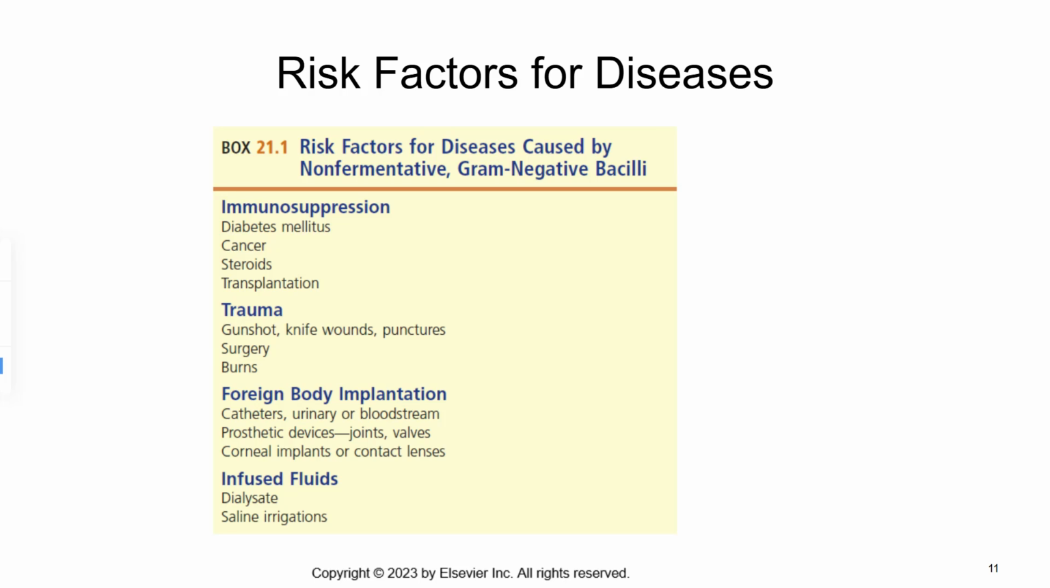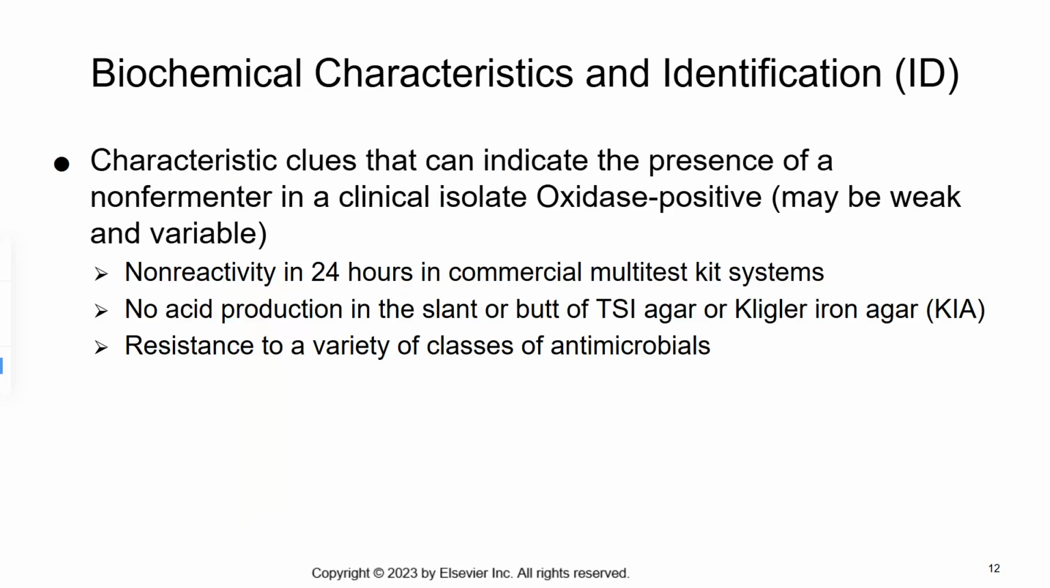Risk factors for disease. So risk factors include immunosuppression, trauma, foreign body implantation, or infused fluids. Characteristic clues that can indicate the presence of a non-fermenter in a clinical isolate: oxidase positive, may be weak and variable. Non-reactivity in 24 hours in commercial multi-test kit systems. No acid production in the slant or butt of TSI agar or Klingler iron agar, KIA, and resistance to a variety of classes of antimicrobials.